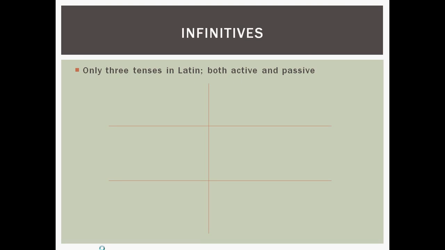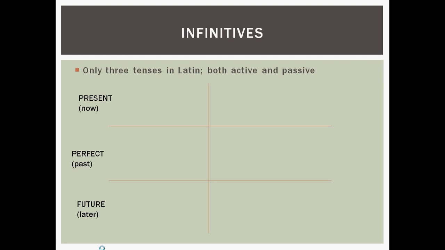This is a review of infinitives in Latin. There are only 6 types of infinitives. They only come in 3 tenses, and they come in both active and passive. The 3 tenses are present, which means it's happening now; perfect, which is the past tense, and there's only one past tense; or future, which means it's happening in the future, and there's only one future tense.